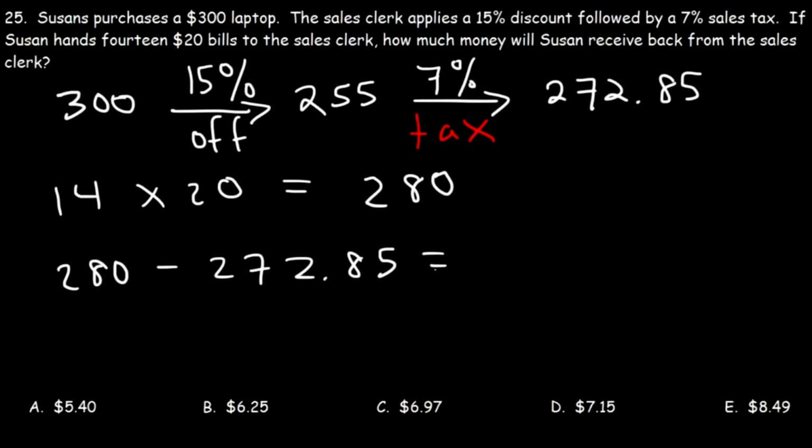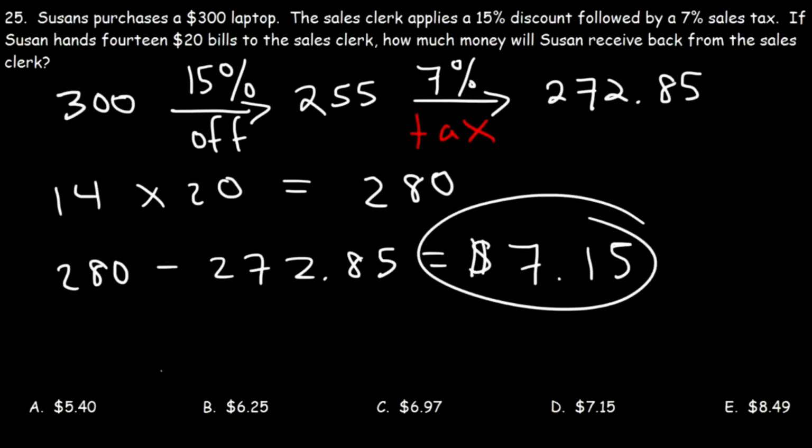So the sales clerk is going to give Susan $7.15 in change. So therefore, answer choice D is the right answer.